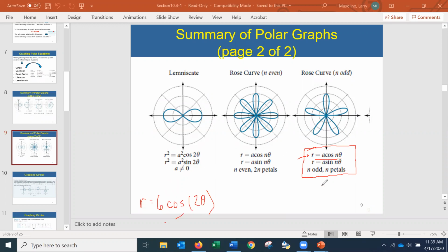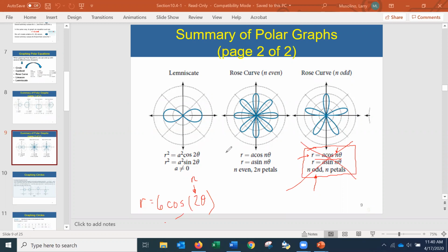Exactly right, Jannar. Here's the point, folks. Notice for this graph, n is odd. So that means the number in front of theta has to be an odd number. But that's no good. Our n is 2, which of course is even. So no good for this graph.